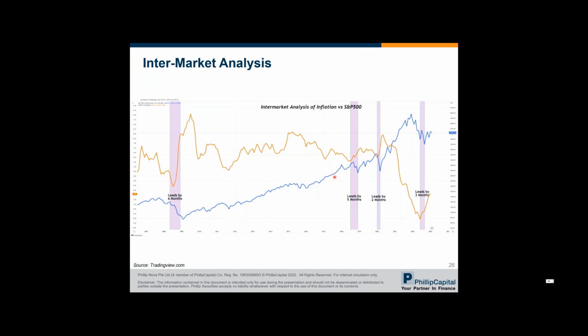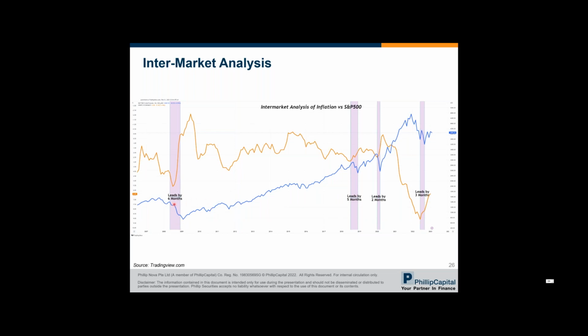The relationship is not very consistent when the inflation rate is below 5%. But when we have an inflation rate that is above 5% and we see a peak in inflation rate, then the S&P 500 is likely to bottom over the next 3 to 6 months.